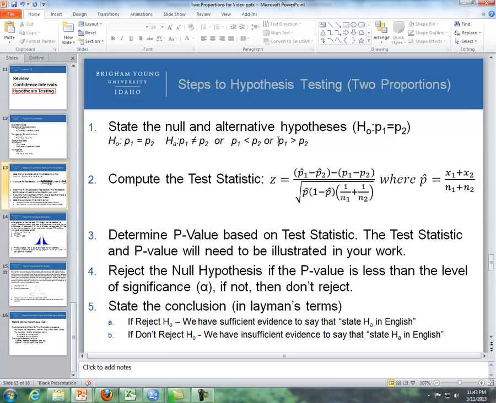So stating the null and alternative hypotheses, it's kind of redundant here, but I list the null hypothesis twice. This is how we state it. The null hypothesis is that the proportions are equal. And then here are the 3 options for the alternative hypothesis. We compute a test statistic.